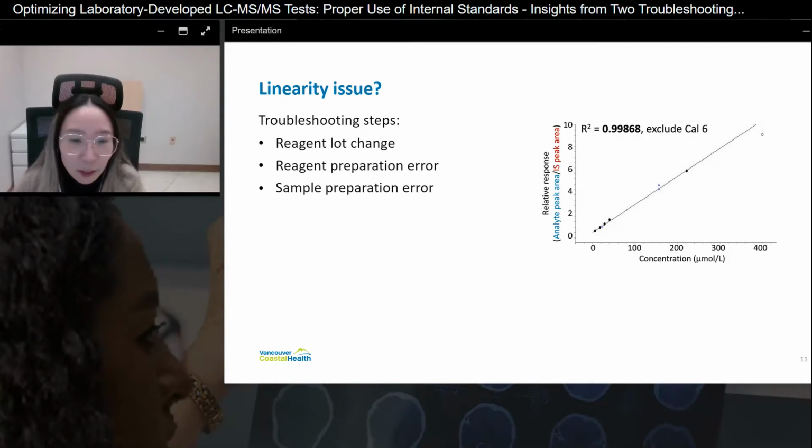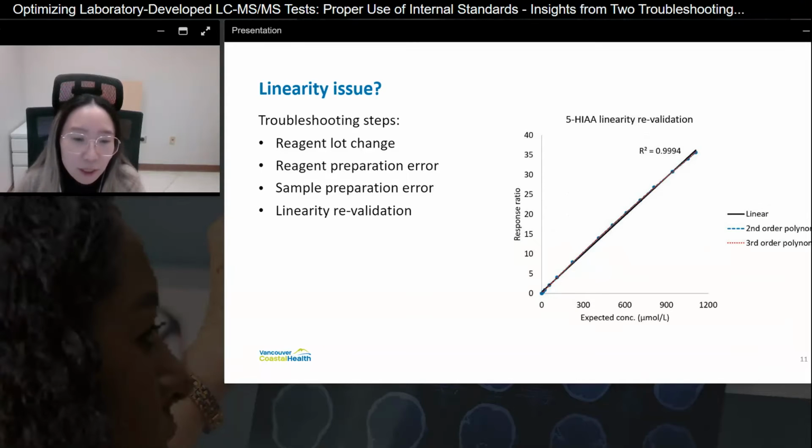first step we looked for are just any obvious and easy to rule out factors like reagent lot change. Were there any reagent preparation error, or could there be any random sample handling or preparation errors? And no issue were found on those factors. And then we move to the next step with a revalidation for linearity. Our data shows that our method was linear, and the deviation from linearity was very small across the analytical range.